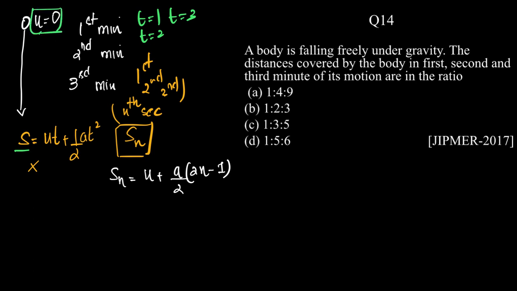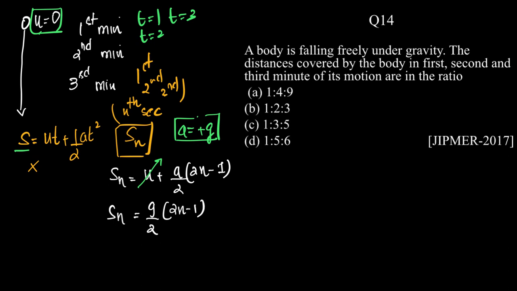U, since the body is falling from rest, is equal to 0. And what is the value of a? Since the body is under acceleration due to gravity, the value of a is g. So we have Sn is equal to g by 2 into 2n minus 1.